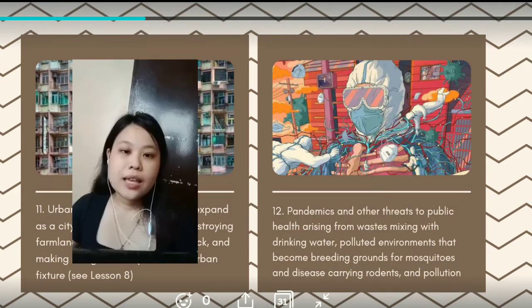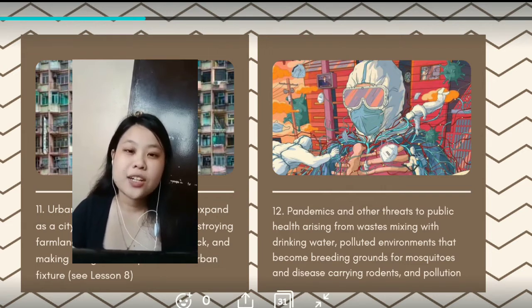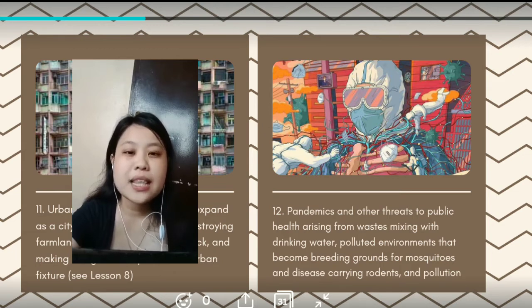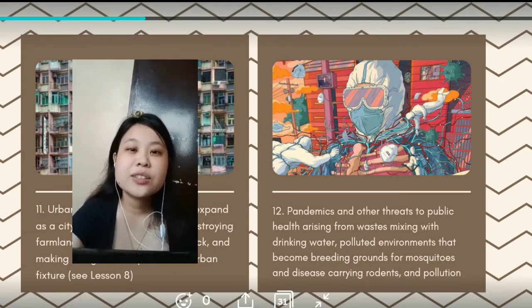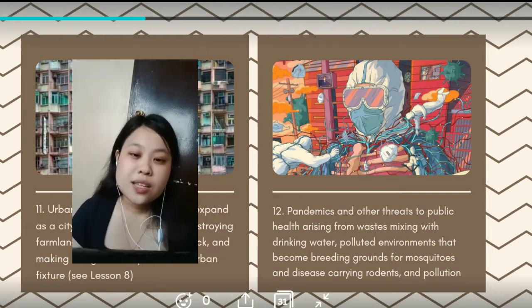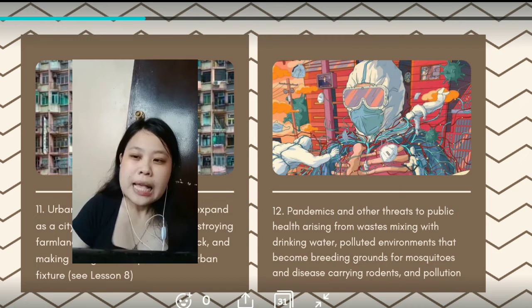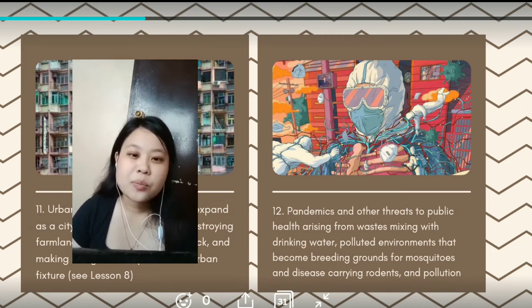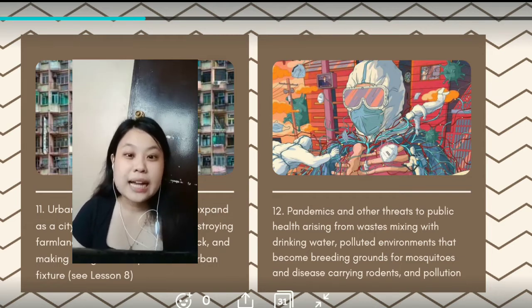And so the next one, or the second to the last problem, is the pandemics and other threats to public health arising from waste mixing with drinking water, polluted environments that become breeding grounds for mosquitoes and disease-carrying rodents and pollutants. So in this one, these are the problems that we get from the dirt in our surroundings, such as water pollution that has been discussed earlier. What diseases can we get from that, di ba?